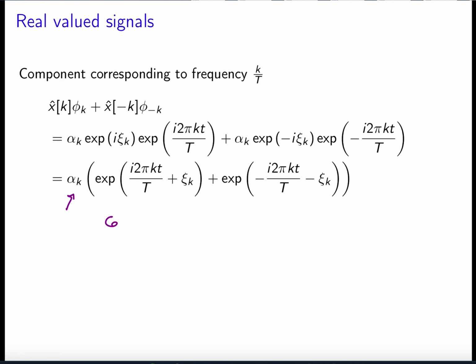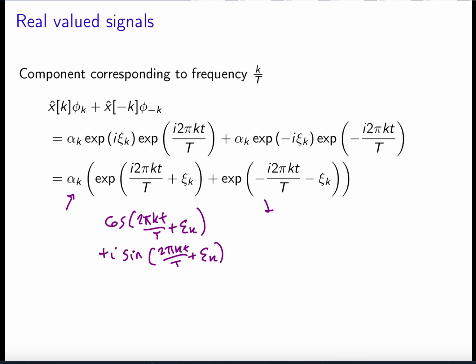where this is cosine of 2 pi kt over T plus psi k. Actually, I might have written it here. No, I have not. So I was lazy. Now this laziness is coming back to haunt me. But just by definition, this is what this is.